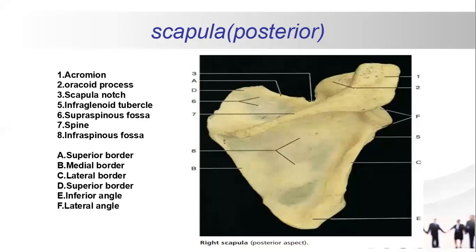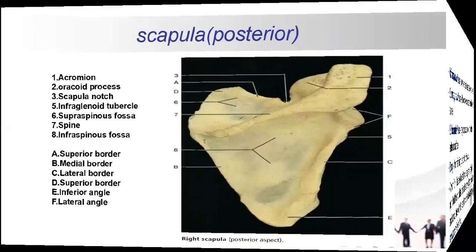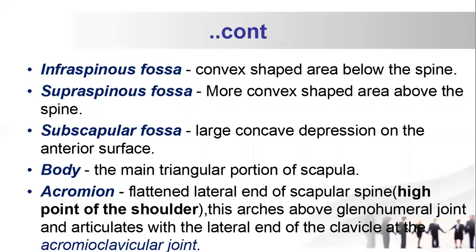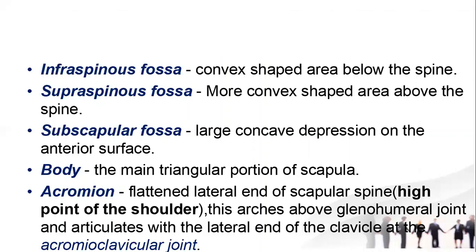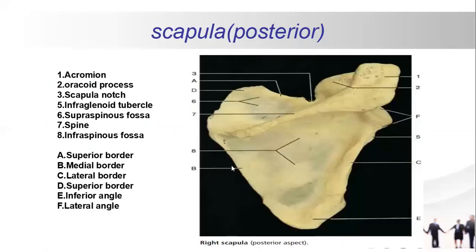So in details, let's discuss each of the anatomical marks of the scapula. So infraspinous fossa, we are told that it's a convex shaped area below the spine. From our previous diagram, this is the infraspinous fossa, and number seven is the spine. This is now the area below the spine, which is called the infraspinous fossa.